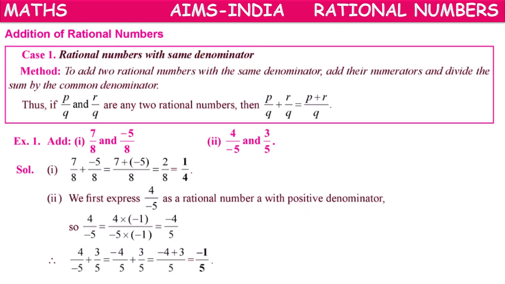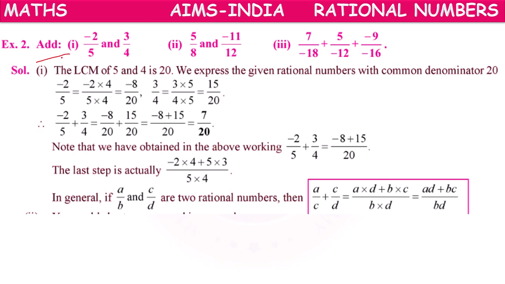Next. Add minus 2 by 5 and 3 by 4. Here, this is the second case. Here the denominator is 5, here the denominator is 4. The denominators are different, so how to add them? For adding rational numbers with different denominators, the first step is to convert them to a common denominator with the help of LCM.